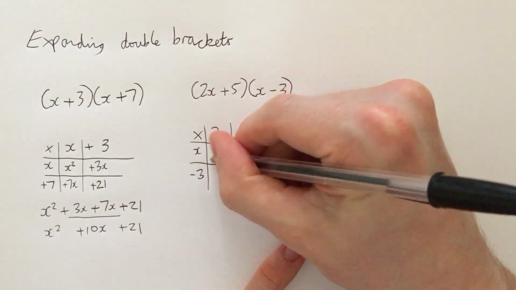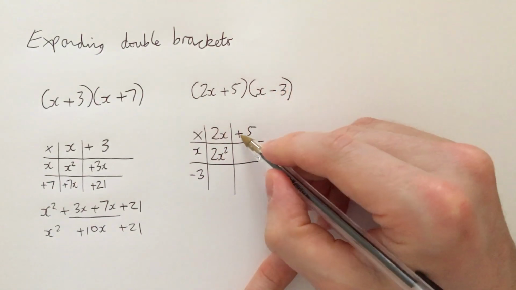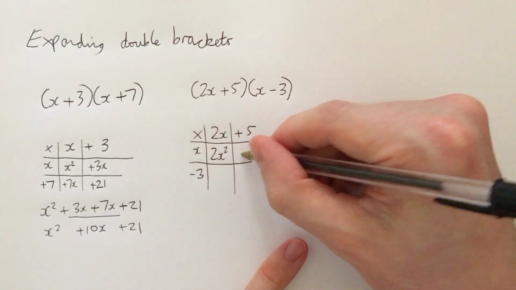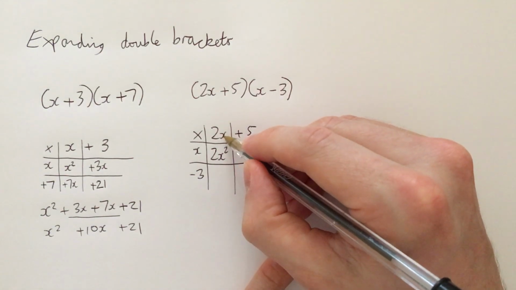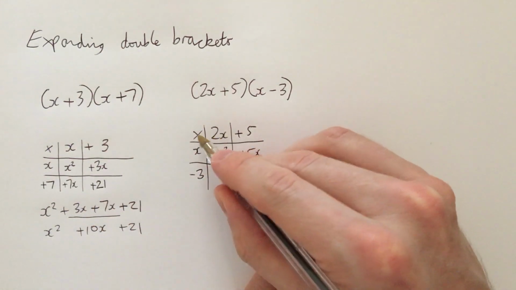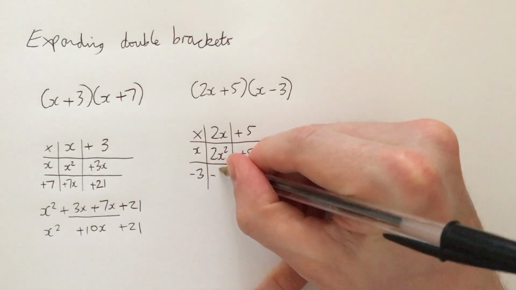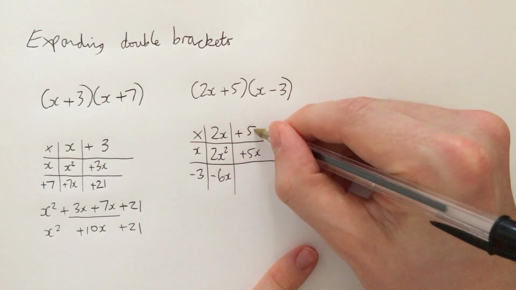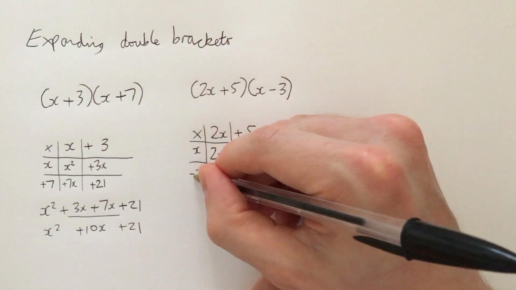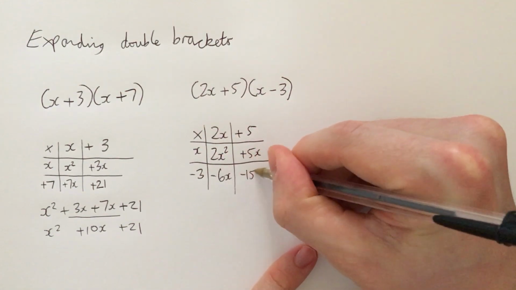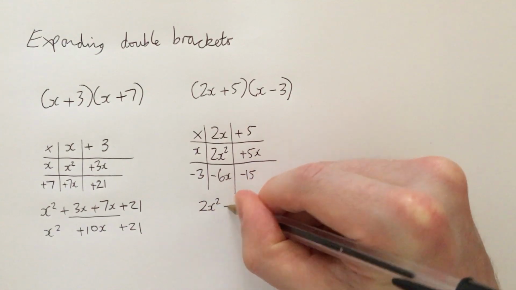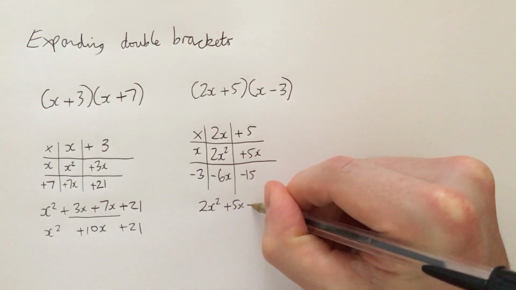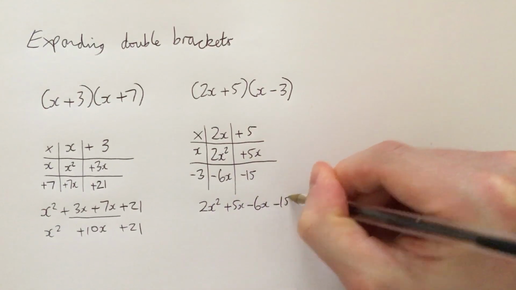2x times x is 2x squared. Be careful with that. Positive 5 times x is plus 5x. 2x this time, so not x times, but 2x times negative 3 is negative 6x, and positive 5 times negative 3 is negative 15. I rewrite that out, so it'd be 2x squared plus 5x take away 6x minus 15.